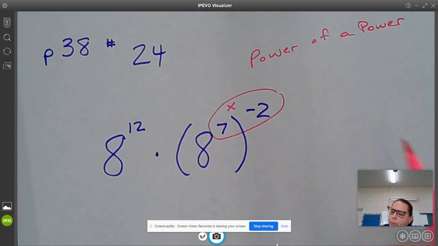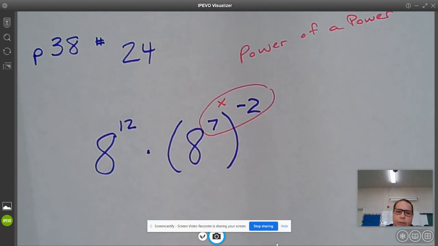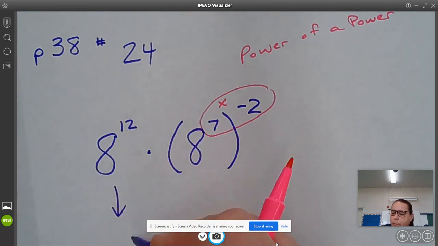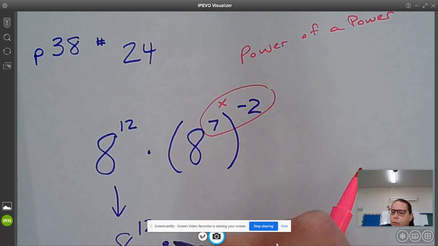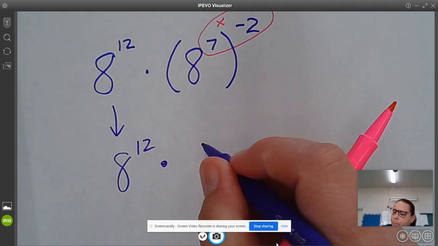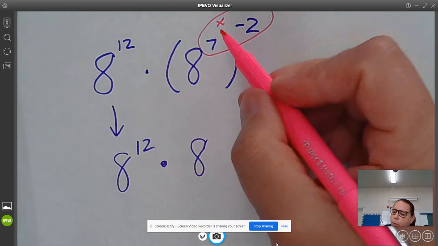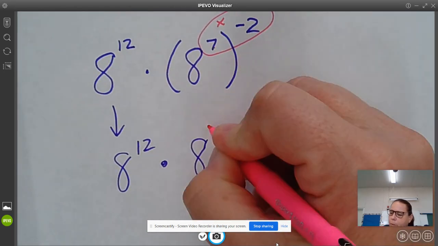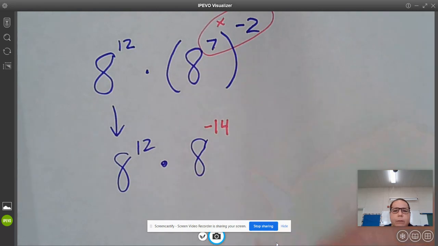So we're going to take 7 times 2. I'm going to rewrite this, so we didn't touch this; we're going to rewrite it, 8 to the 12th. It's still multiply, but what we did do is we multiplied these two exponents. Our base is the same. We multiplied 7 times -2, and that is -14.